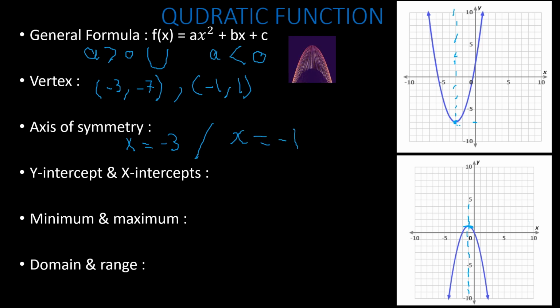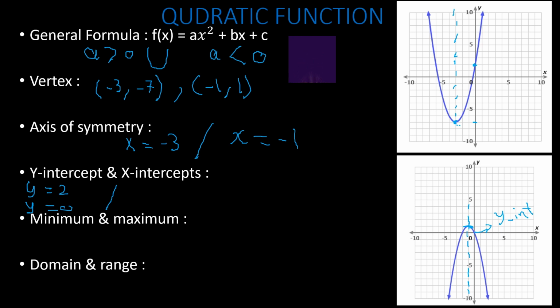The y-intercept is the point where the curve meets the y-axis. Here the curve intersects the y-axis at 2, so y equals 2. For the second shape, it meets at 0. This is the y-intercept, so for the second shape y equals 0.